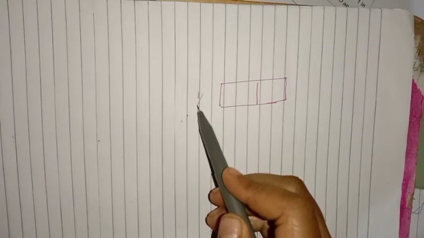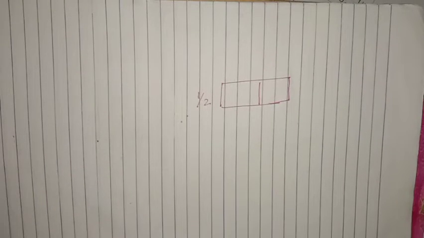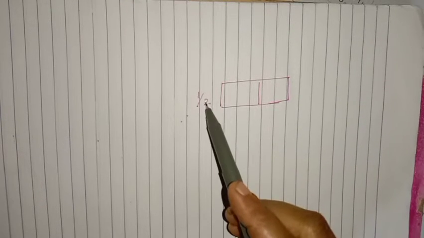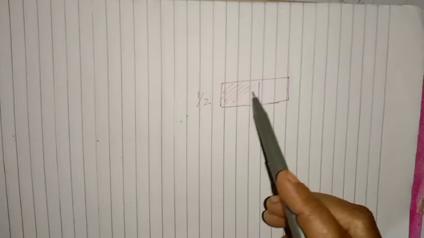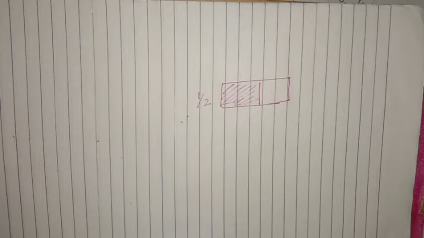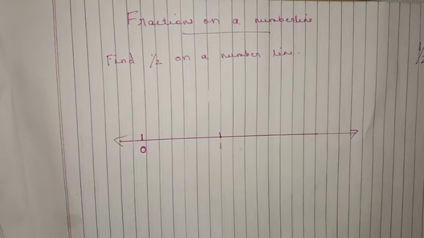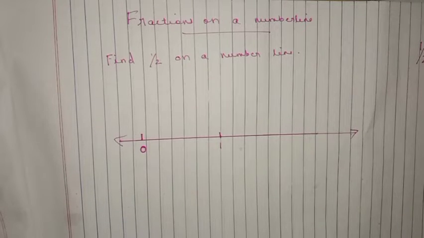So here 1/2, that is half. In a picture or figure, half means one portion is shaded. So you can shade one portion. This way you can represent using picture. Same way you can find out using number line. So first we can draw one number line and mark 0 to 1 in a number line.